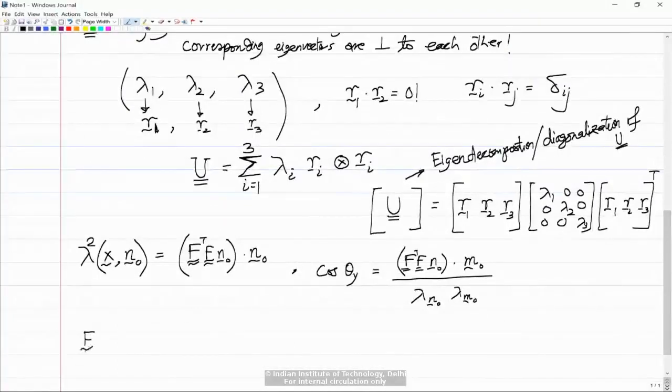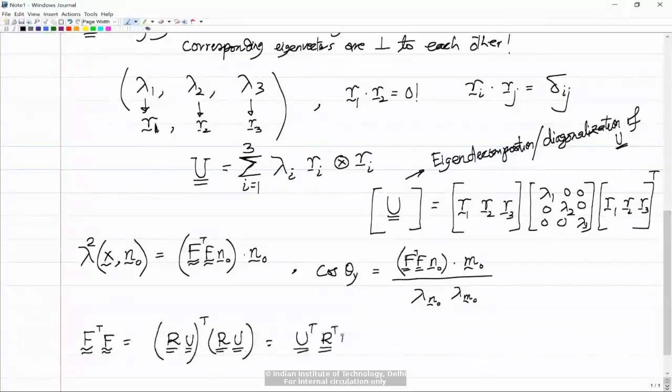So F is RU, so F transpose F is then simply, I'll just write here, F is RU transpose into RU, which is U transpose into R transpose into R into U. Okay, and R transpose R will be identity because R is a rotation tensor.